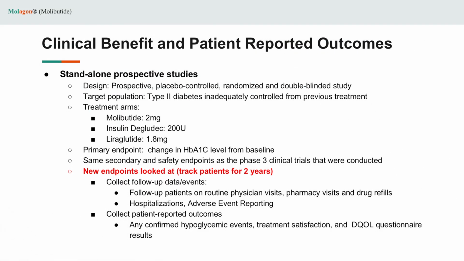Next, we will be assessing molybutide's clinical benefit and observe patient-reported outcomes by doing a standalone prospective study. This study design is used because it is more flexible than others, and it is well suited in evaluating real-world effectiveness. It is a prospective, placebo-controlled, randomized, and double-blinded study. The target population, treatment arms, and primary-secondary endpoints will be the same as those in Phase 3 clinical trials.